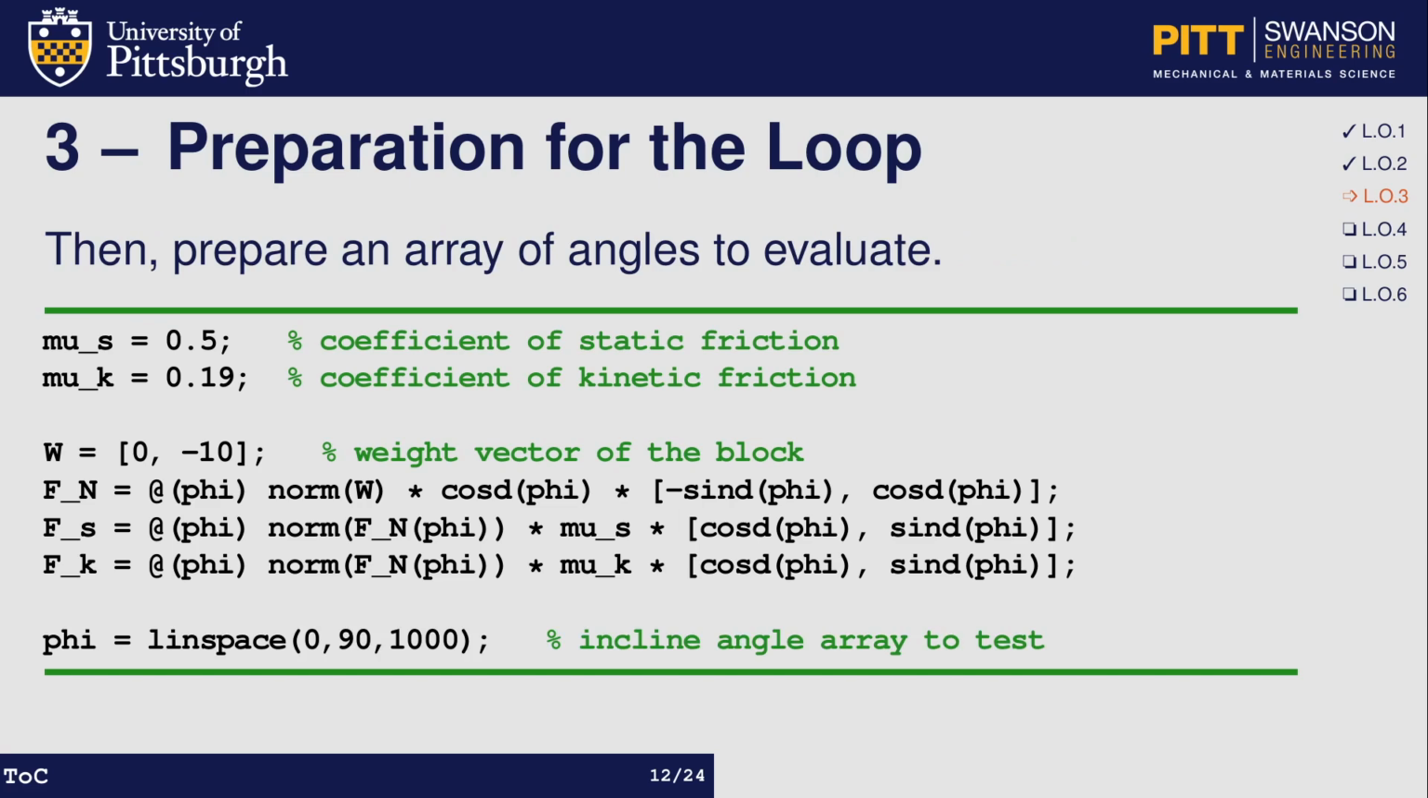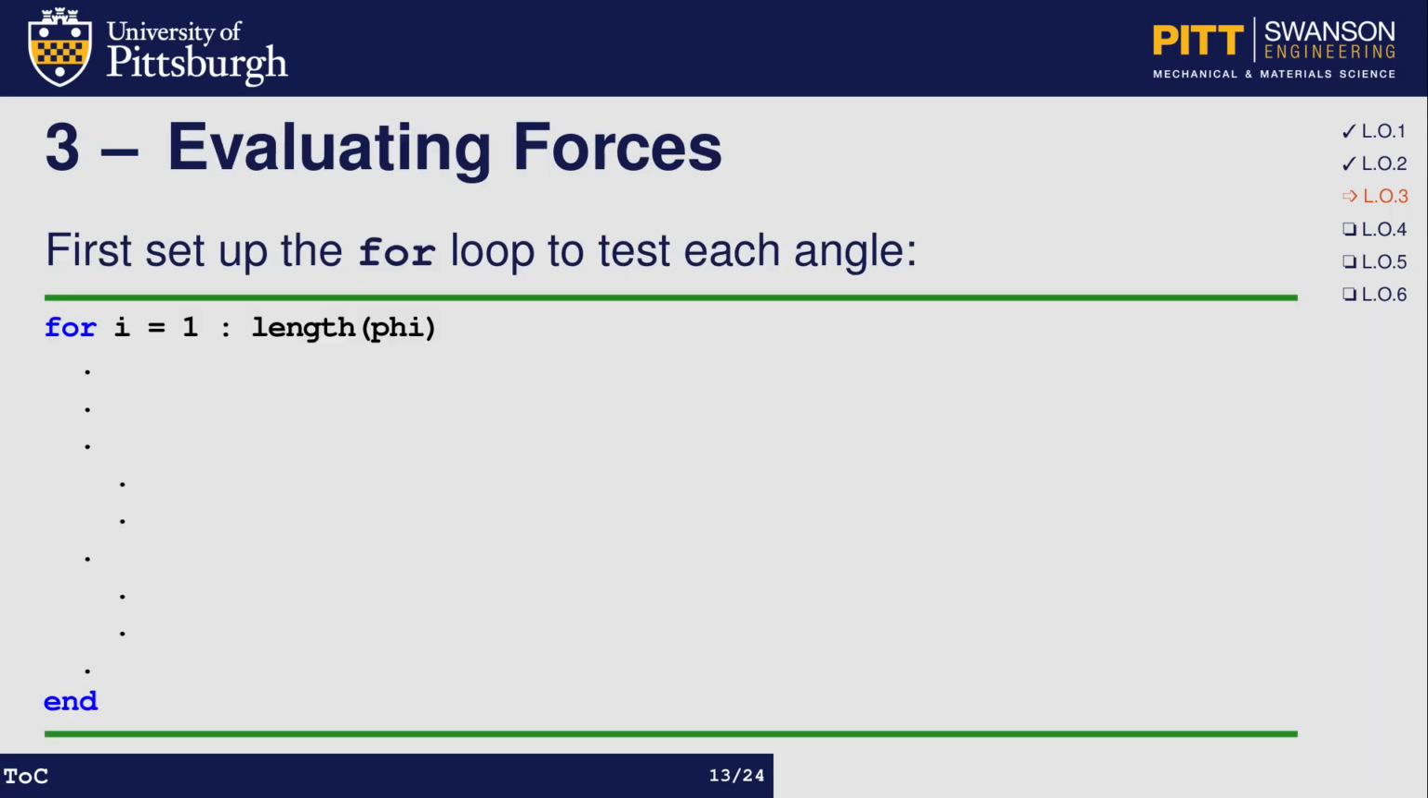Finally, prepare an array of incline angles, phi, which goes from 0 to 90 to give us the entire possible range for the incline angle. Now we can actually set up the loop to evaluate the forces at each of these angles. First, let's set up the structure of the for loop with an index variable I, which will iterate from 1 to the number of elements in the phi array.